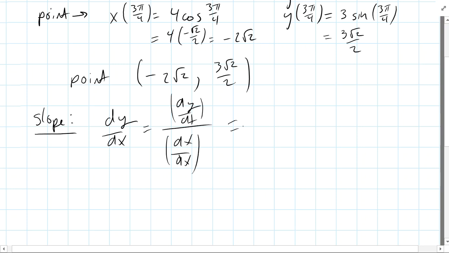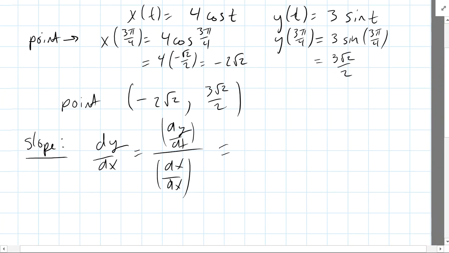I would just immediately go, for the y, can you take its derivative? What's the derivative of 3 sine of t? 3, what's the derivative of sine? Cosine of t. All over 4, and then what's the derivative of cosine? So it's negative sine of t. Yes? So that's just my general equation.